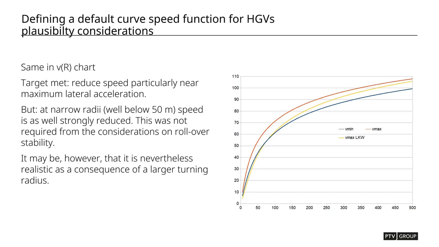But I think it's still realistic because the turning radius of trucks is larger. So for such small radiuses, trucks probably are slower because they are close to their geometric limits of turning in such a radius.